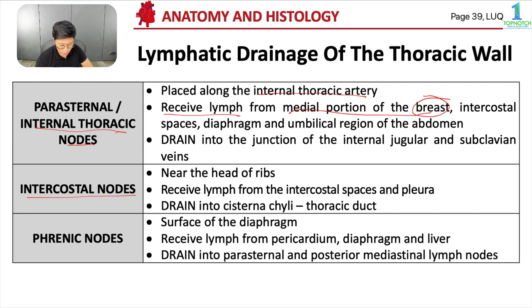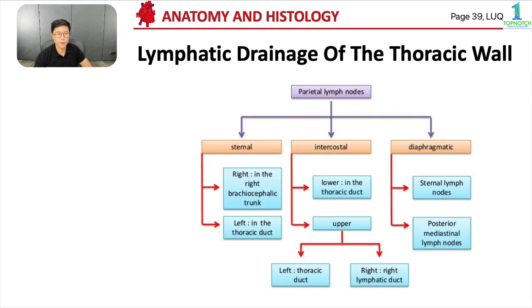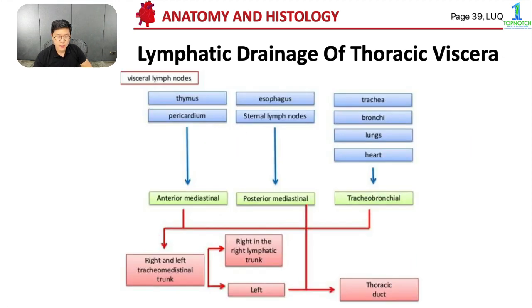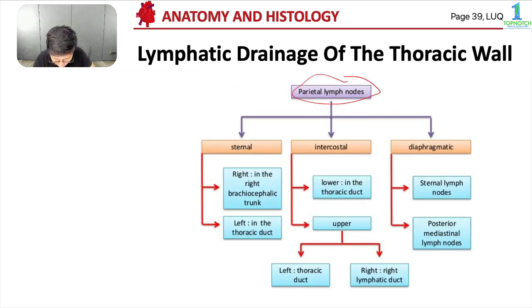Your intercostal nodes, on the other hand, are near the heads of the ribs, and they drain into the cisterna chyli. While your phrenic nodes are found on the surface of the diaphragm, and they drain into your parasternal and posterior mediastinal lymph nodes. So here's a diagram of your parietal nodes of the thoracic wall. You have your sternal, intercostal, and diaphragmatic.